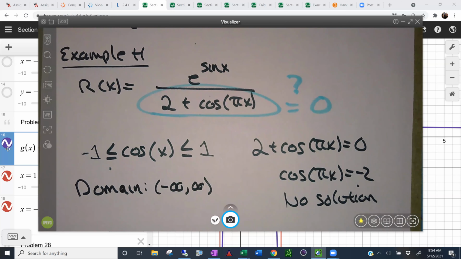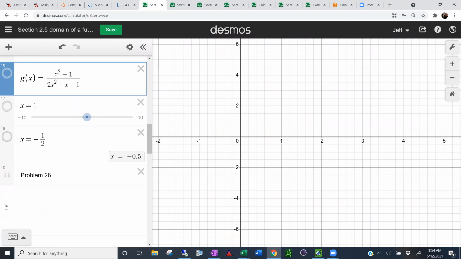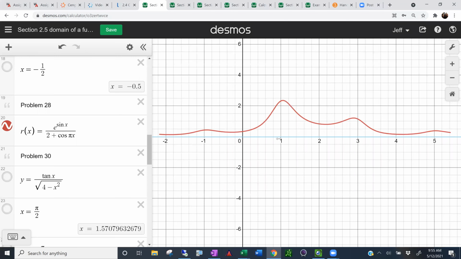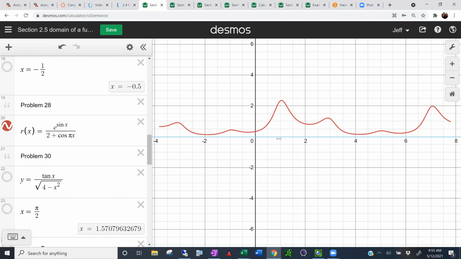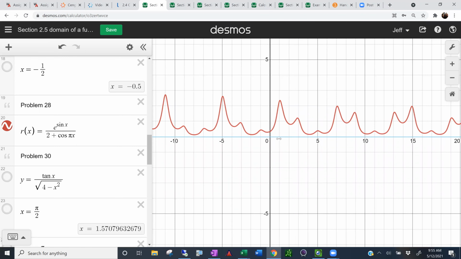Let's see if that holds true when we look at the graph. I'll shut these off and turn this one on. Kind of a funky looking graph. I haven't convinced myself whether or not this graph actually repeats or if it looks like it kind of repeats and it gets close. Not terribly sure. But there's your graph.